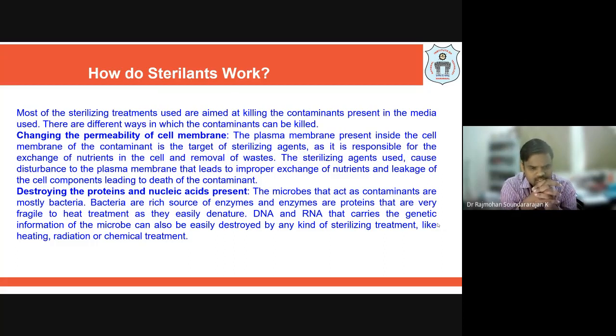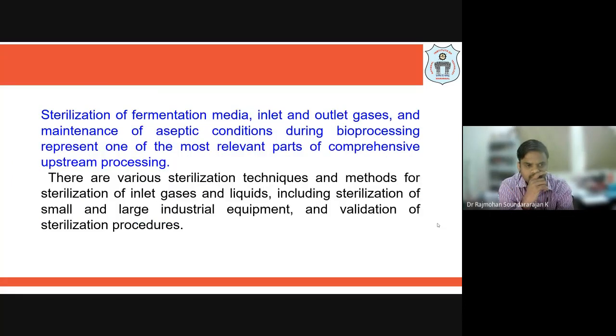The other way is destroying the proteins and nucleic acids present inside the cell of the contaminant. The microbes that act as contaminants are mostly bacteria. Bacteria are a rich source of enzymes, and enzymes are proteins that are very fragile to heat treatment, as they easily denature. DNA and RNA, which carry the genetic information of the microbe, can also be easily destroyed by any kind of sterilizing treatment: heating, radiation, or chemical treatment can be performed.